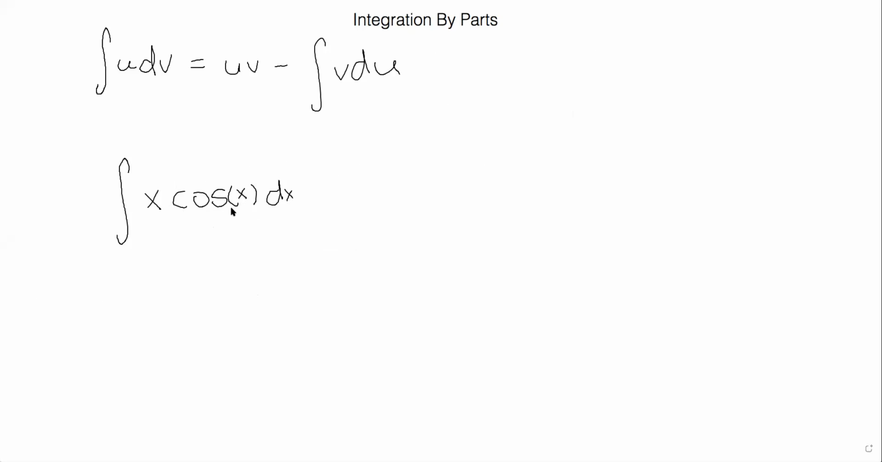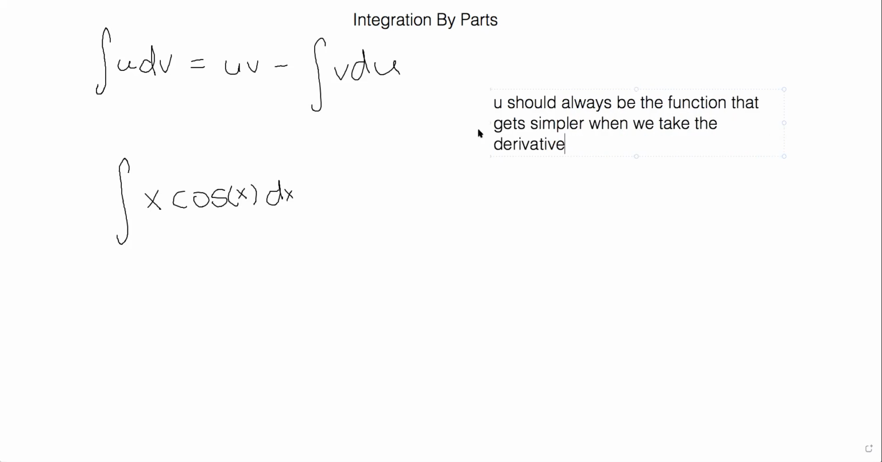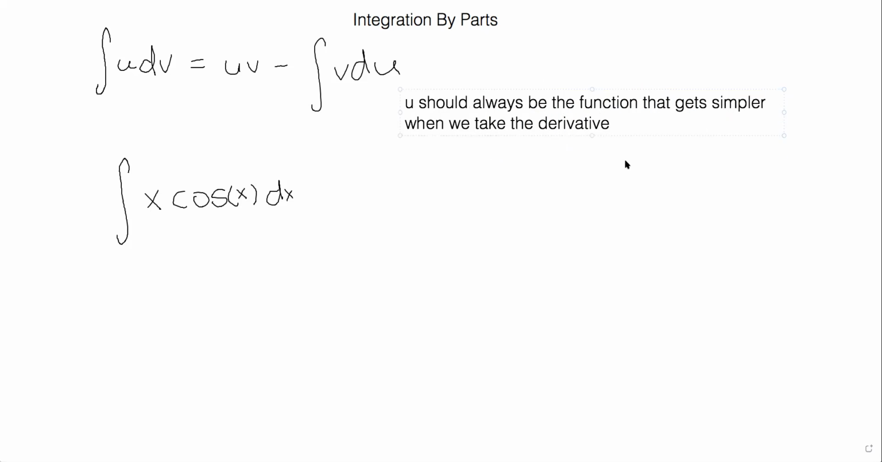Kind of like when you see an inner function and an outer function, you know that's a u sub. Whenever we have a setup like this, this is integration by parts. So we have to be really strategic in what function we pick to be u and what function we pick to be dv. So I highly recommend you write this down. To pick u, we always want to pick the function that gets simpler when we take the derivative.